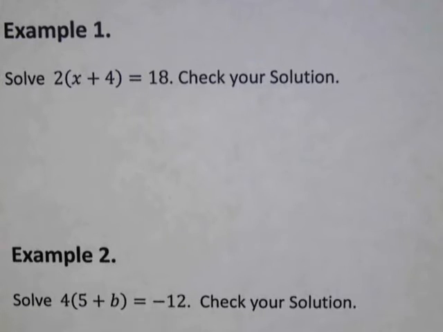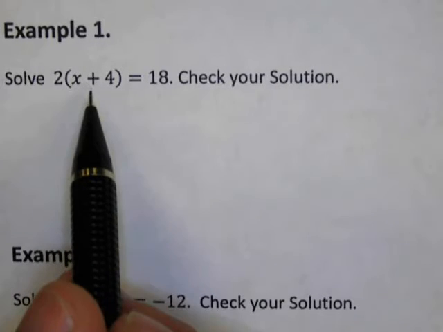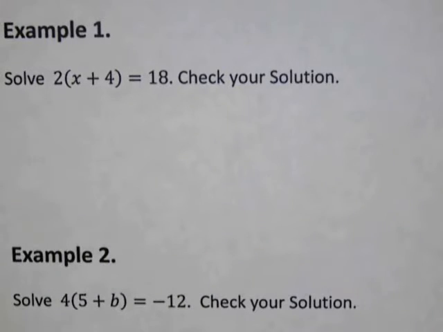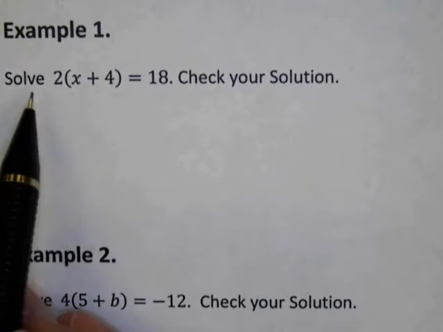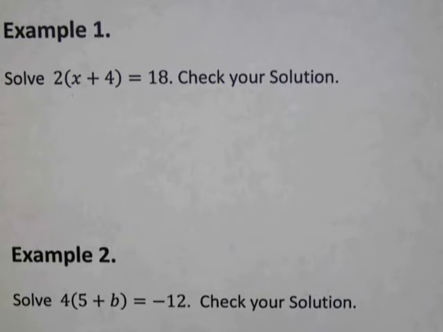Example 1 says to solve 2 times (x plus 4) is equal to 18, and then check our solution. So remember, we want to work in reverse PEMDAS order, and reverse PEMDAS order says to do the add and subtract first. There is an addition sign inside the parentheses here, but we do not want to touch what is inside the parentheses first. There is no adding or subtracting outside of the parentheses, so we can't do that. Then it says to go on to multiplying and dividing.